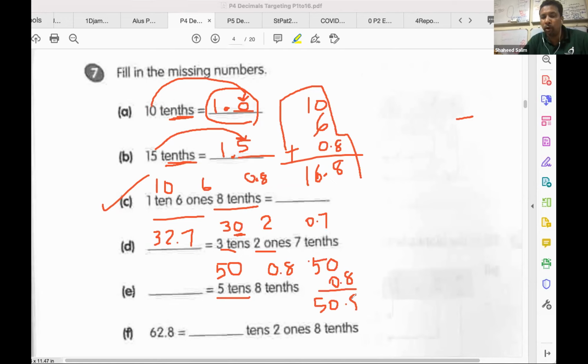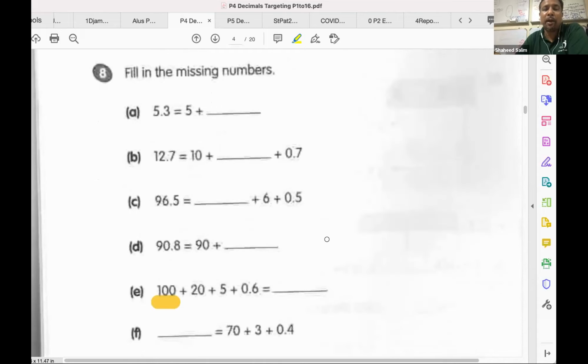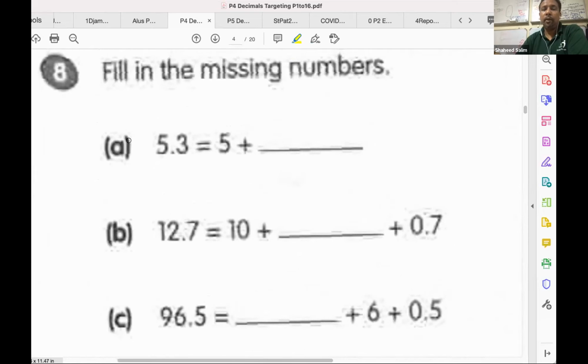Okay, I need to move on because one of you is feeling bored. Adik, don't disturb Shafia, please let Shafia. So we try this one first. Try these few questions. 5.3 plus what? 12.7 is equal to 10 plus what, plus 2. So you try.